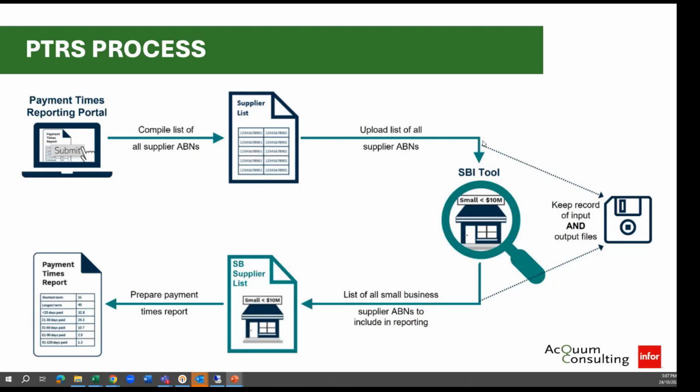So once you've uploaded to the small business tool, and it's then provided a list of all small businesses back to you, and those are the small businesses to include in the reporting, you then need to update your systems or update your own supplier lists. And then once those are updated, you can prepare the payment times report and then actually upload that payment times report, which is a summary report, to the PTRS portal. So that's the basic steps involved in the PTRS process.